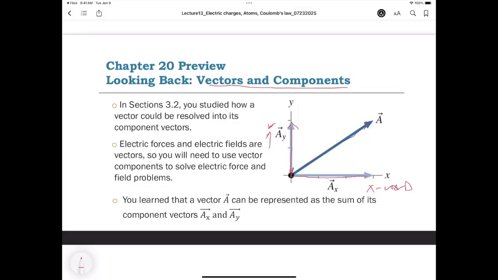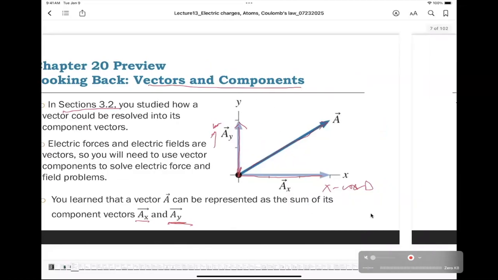You learned that a vector A can be represented as the sum of its component vectors Ax and Ay. You should have already learned these things. If you forgot, or think you didn't learn it before, you need to look back at section 3.2 to learn what this is.